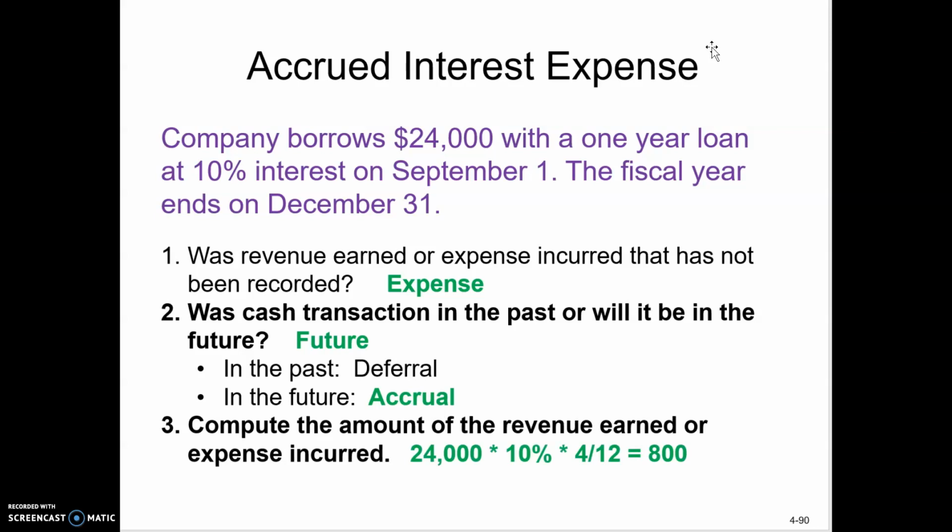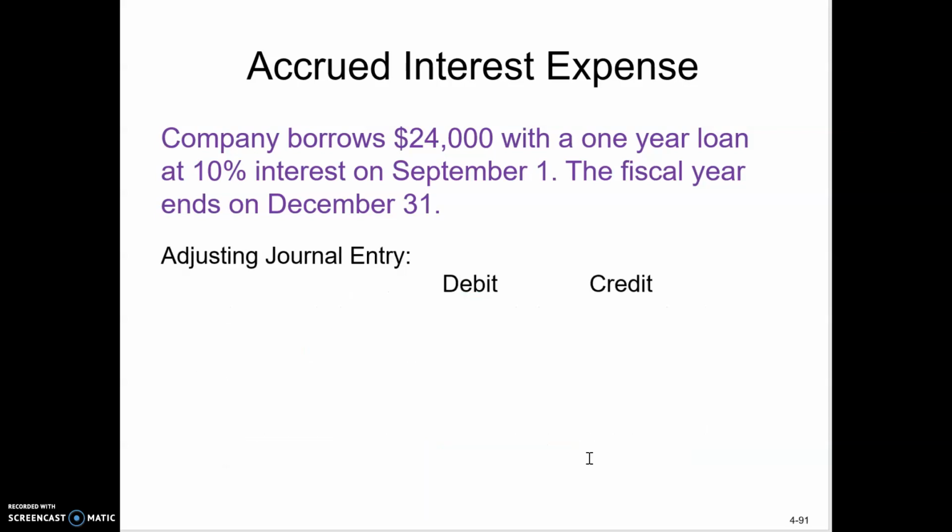But we need to record 4 months of interest, right? So just kind of a quick, if we take the loan times the interest rate, that'll give you a whole year of interest. But we're not recording a whole year of interest. We're just recording 4 months. So that's why it's 4 over 12. So we have incurred $800 of interest expense as of December 31st for September, October, November, December.